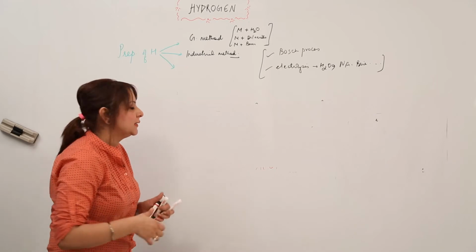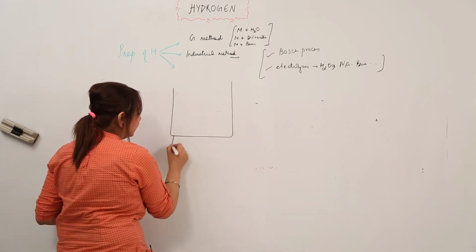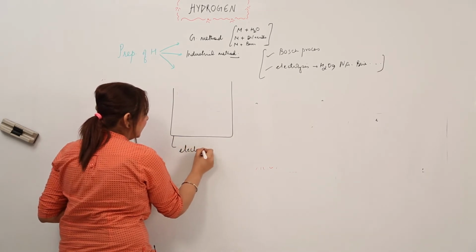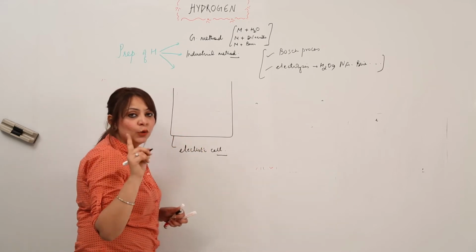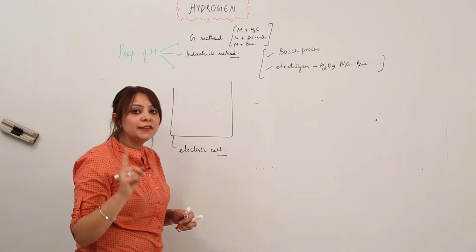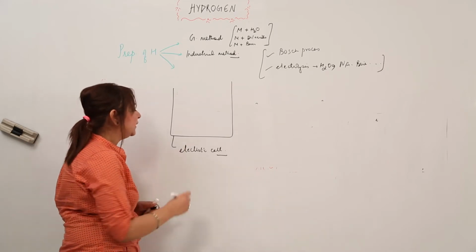What is electrolysis? In electrolysis, we use an electrolytic cell, right? It is also called a voltameter, not a voltmeter. A voltmeter is an instrument used to measure potential difference. I'm saying voltameter. It is another name for the electrolytic cell.